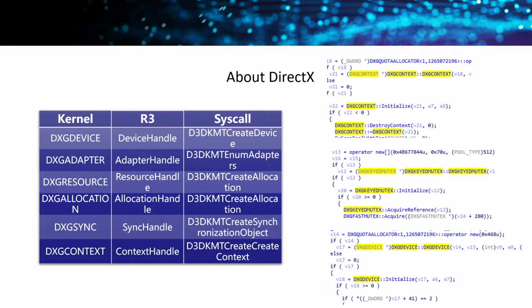The next, this is the explanation of objects. There are many types of objects. This table shows the relationship between the application layer and the kernel, and who created these objects. The figure on the right shows their appearance in the kernel: how to apply for memory and initialize memory, use it, and destroy it. Okay, the next. I will introduce the related attack surfaces.